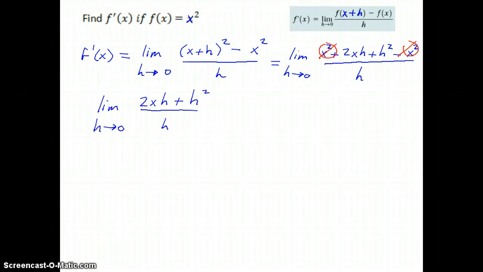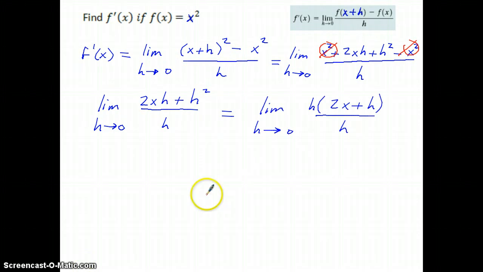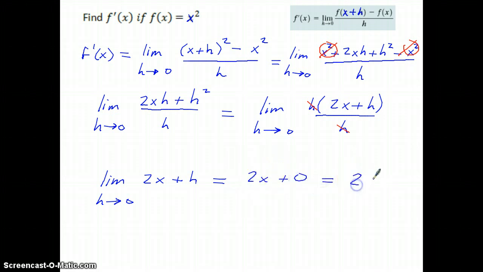Okay, so here's the simplified form, but we can simplify further by factoring out an h in the numerator. Alright, so I factored out an h, and that gives me the ability to cross off two h values. This eliminates the division by zero problem. And so now at this point, there's nothing else we can do to simplify, and so we can simply plug in h equals 0, and see that our derivative for x squared, f prime of x, is equal to 2x.